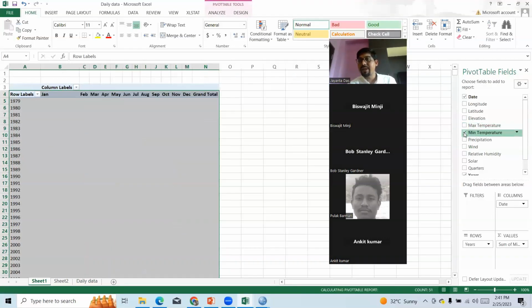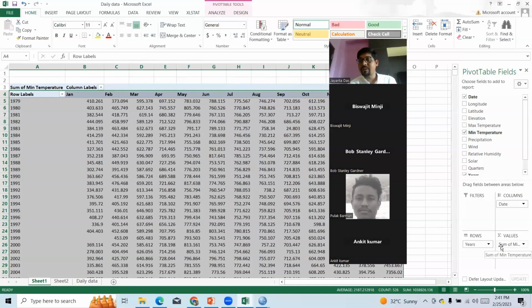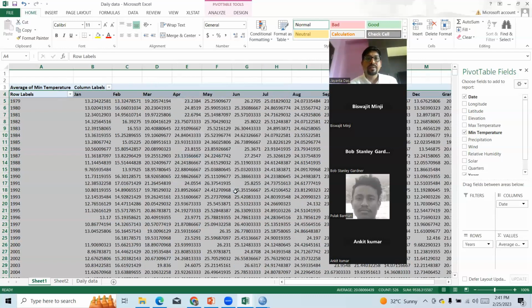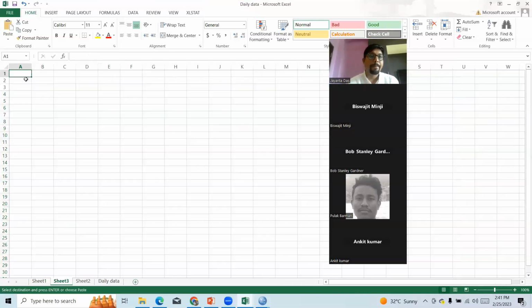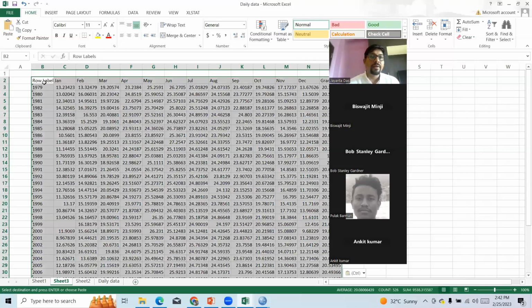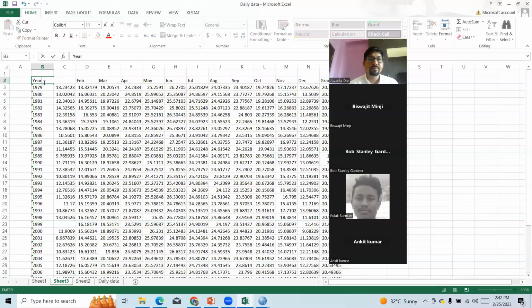and click here, mean temperature. Minimum temperature. Again, sum of minimum. So we have to change this value field setting to average. Select it. Again, Control C. Right click. Year. This one, Tmin.